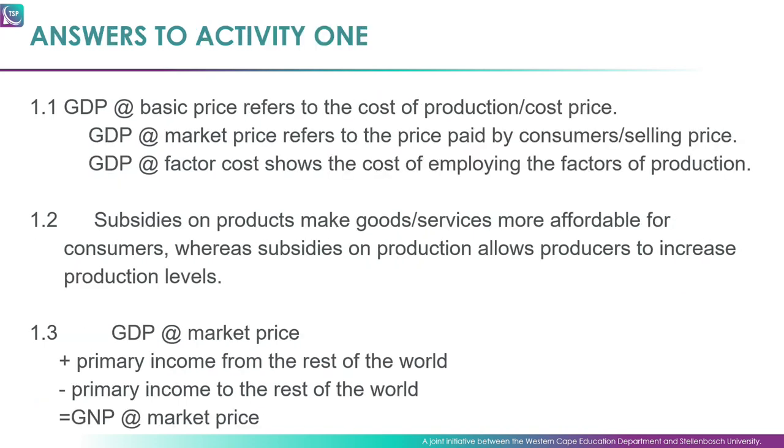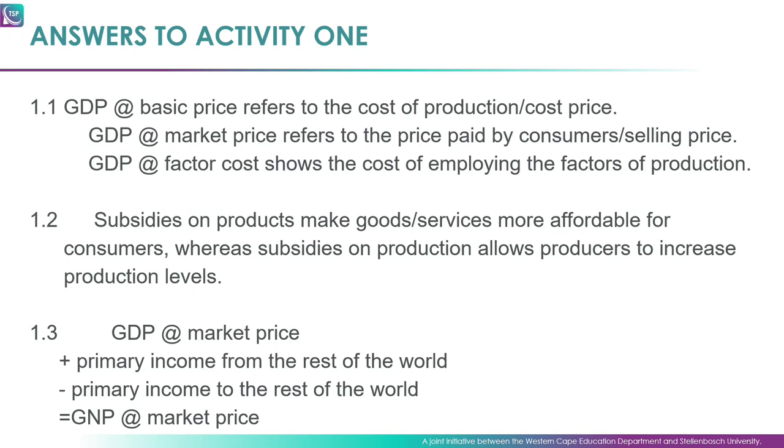and just make sure if you had thought about the correct answers. Right, number 1, if you just said cost of production or cost price, that would give you 1 mark. If you just said price paid by consumers or selling price, that's another mark. But when it comes to the question on the GDP at factor cost, you've got to give me a full sentence, right? So you've got to say your GDP at factor cost shows the cost of employing the factors of production to get the full 2 marks there.